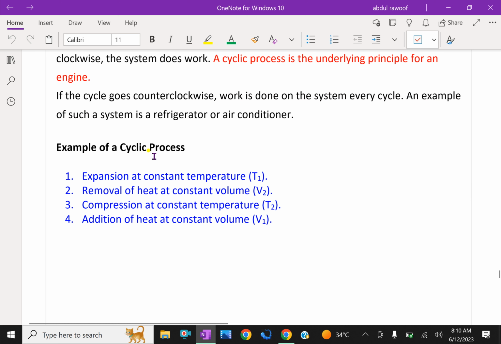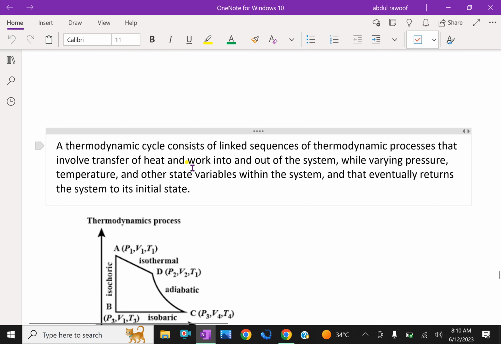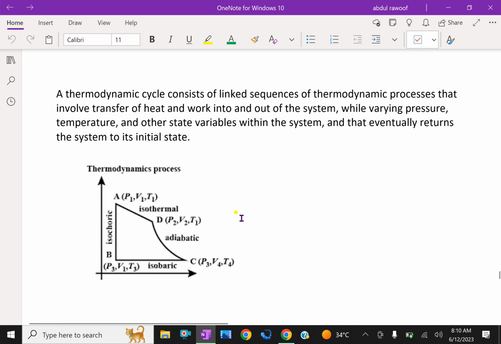Some examples of cyclic processes: expansion at constant temperature T1, removal of heat at constant volume V2, compression at constant temperature T2, and addition of heat at constant volume. These are some example cycles. A thermodynamic cycle consists of a linked sequence of thermodynamic processes that involve transfer of heat and work into and out of the system, while varying pressure, temperature, and other state variables within the system, and that eventually returns the system to its initial state. Here are some examples of thermodynamic cycles.